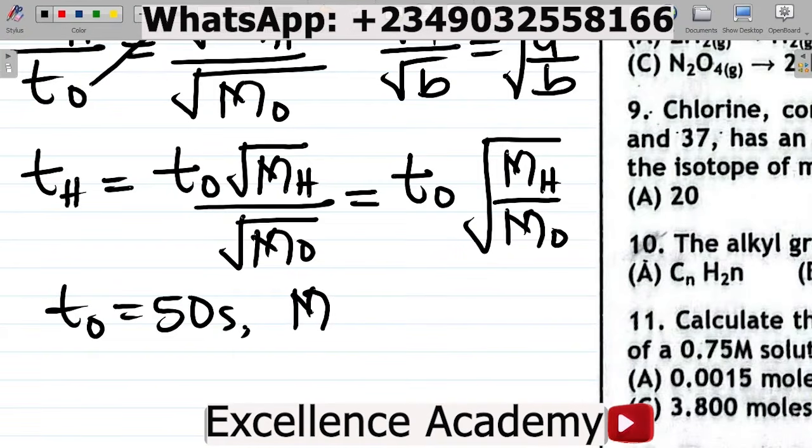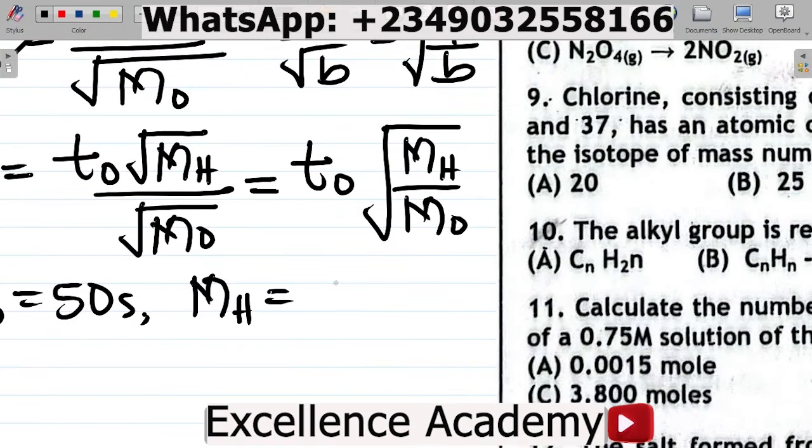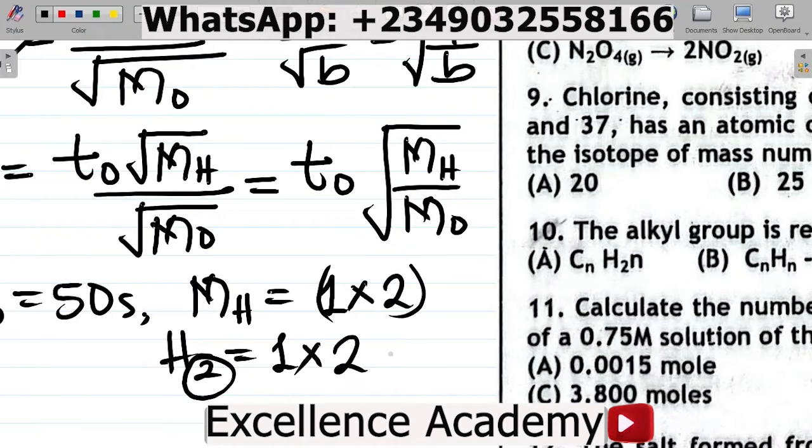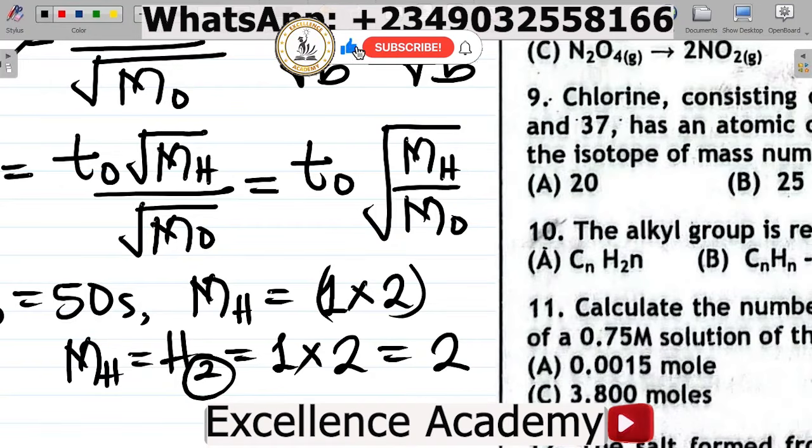What is the molar mass of hydrogen? In this case, don't forget that hydrogen is actually H2. All right. So H2 becomes atomic mass of hydrogen, 1, times 2, because I'm having H2. This is 1 mole of hydrogen. So the atomic mass of hydrogen, 1, times the number of atoms here, 2, is equal to 2. So the molar mass of H2 is 2.